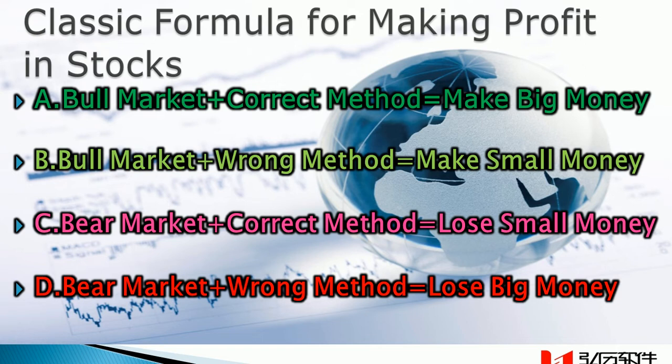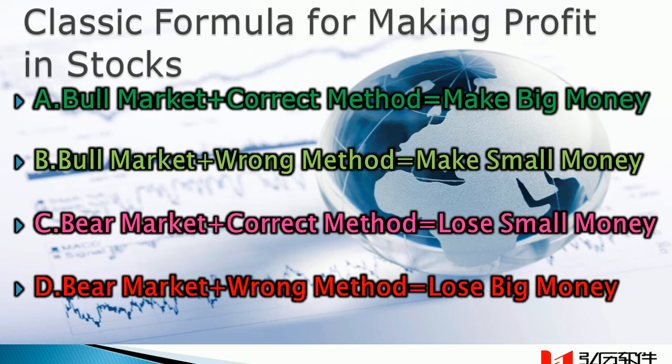But if the market is uptrend, but your method is not a good method, you can only make small profit because the market is up. So if you buy any stocks, 80% you can make profit. So the third one, bear market plus correct method, you lose small money. And the bear market plus wrong method, you will lose big money.